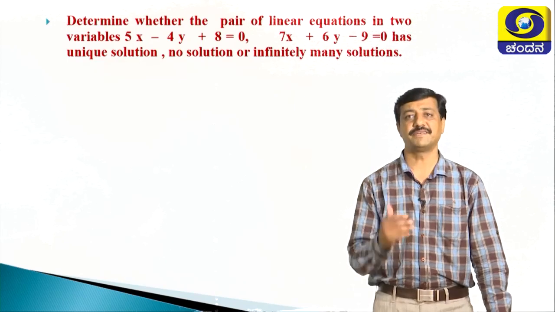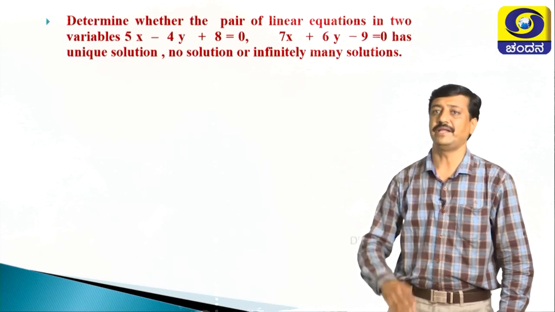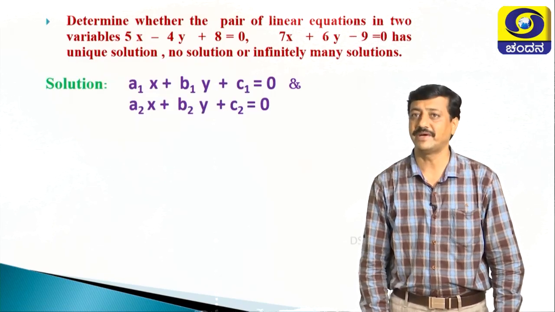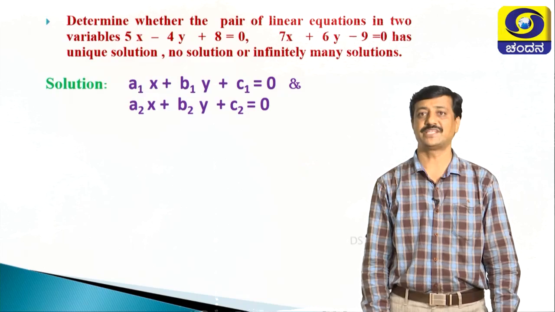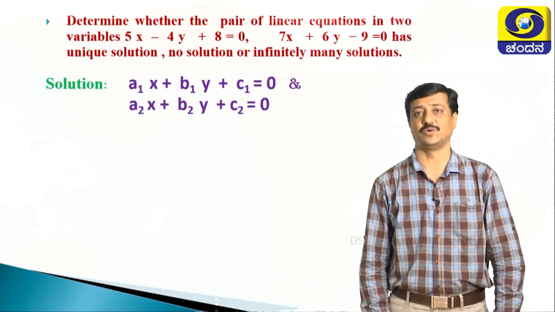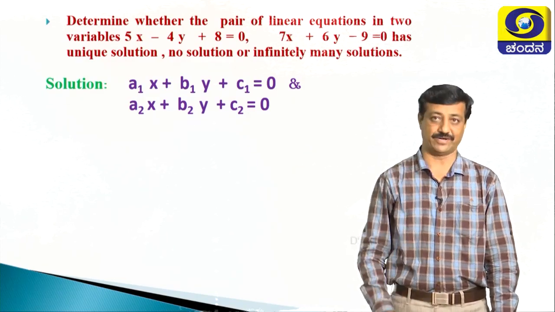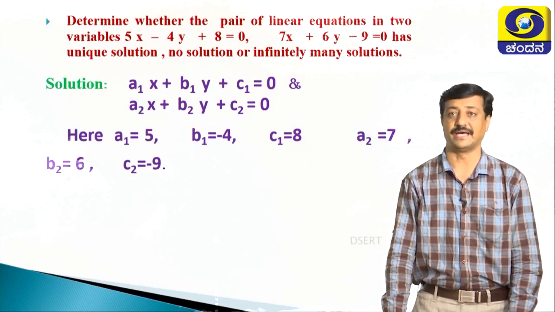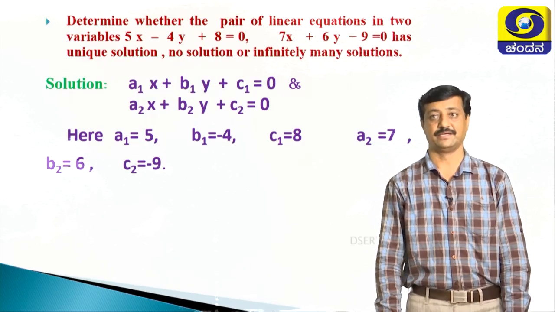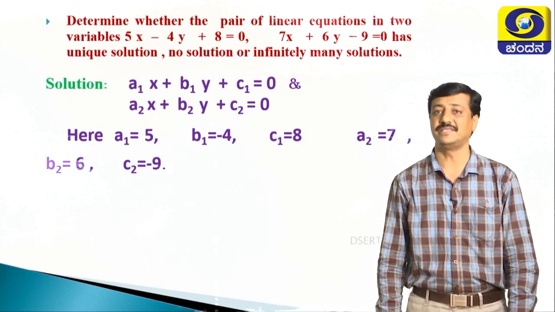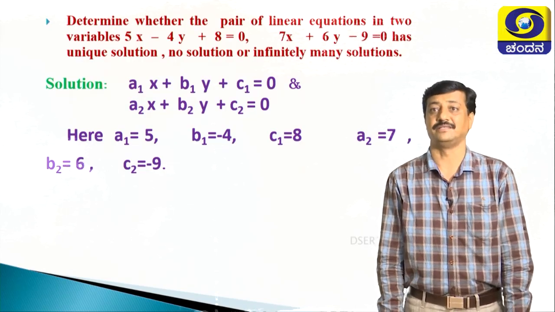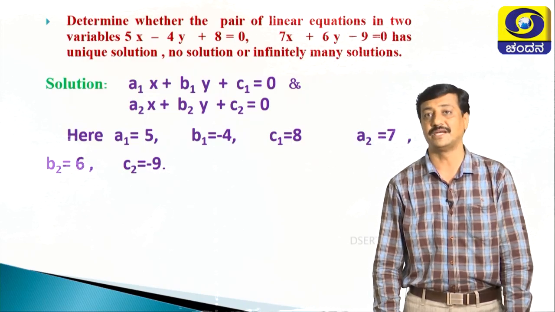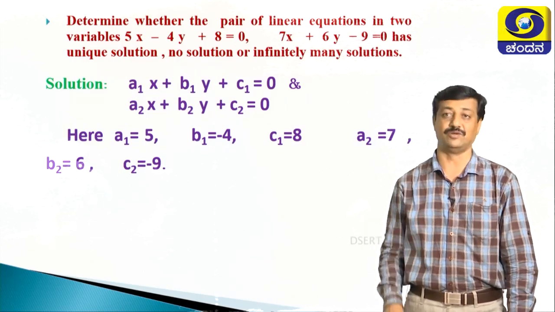Here, first we have to compare the given pair with the standard form. Standard form says a1x plus b1y plus c1 equal to 0, a2x plus b2y plus c2 equal to 0. If you compare this equation with the standard form, you will get the values of a1 as 5, b1 as minus 4, c1 as 8, a2 as 7, b2 as 6 and c2 as minus 9. So, these are the values.